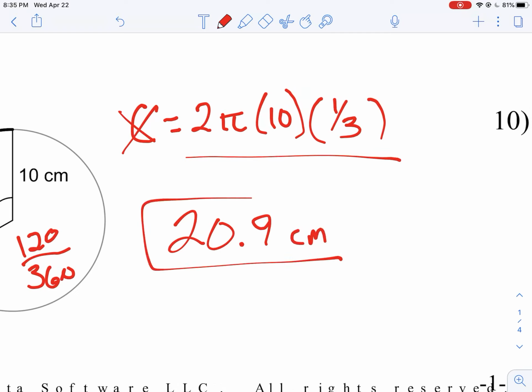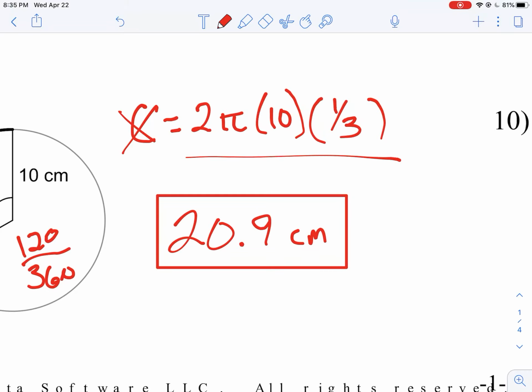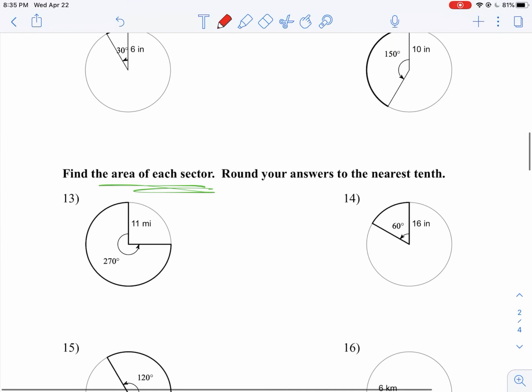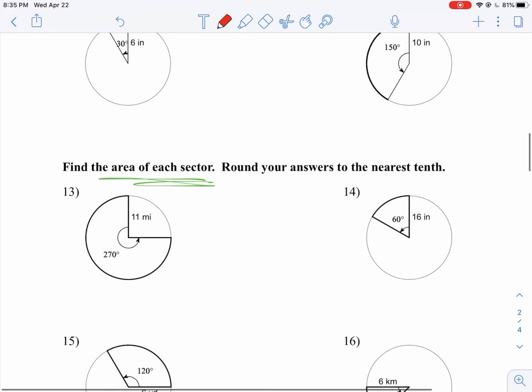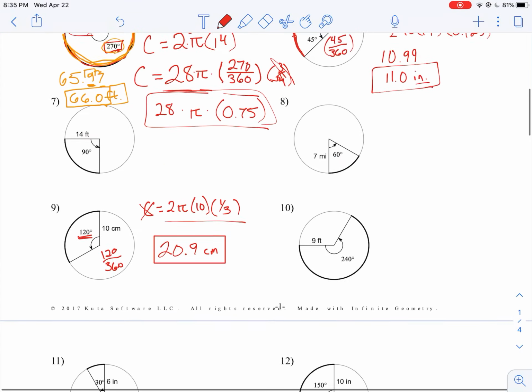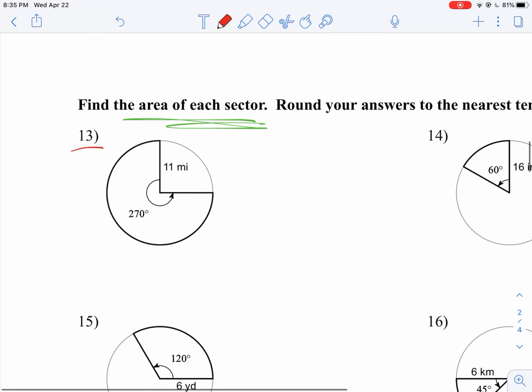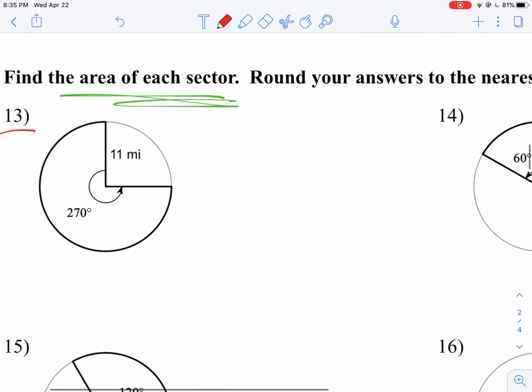Cool. All right. There we go. All right, so let's go to the next one. Let's go to sector area now. The problems will look identical. It's the exact same layout. This one's almost the exact same as the first problem we did, except it looks like the radius is different. Yeah, the radius was 14 on the first one. Now the radius is 11. But it's almost the exact same problem.